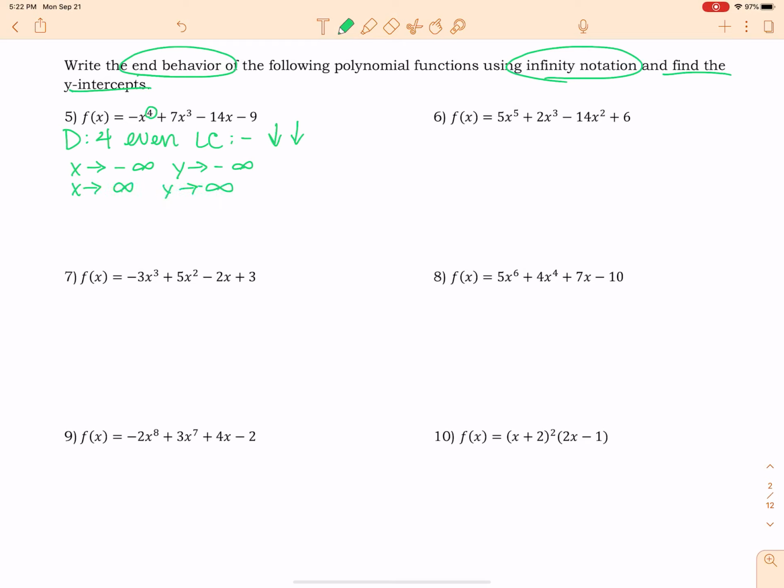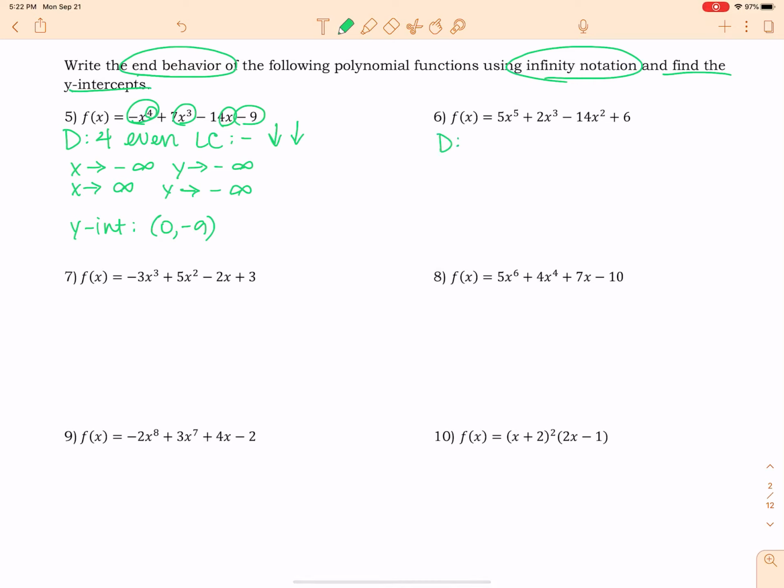And as x approaches positive infinity, y approaches negative infinity as well, since it's down, down. All right, so we're also going to find our y-intercept, and this is super duper easy. If you'll notice, the y-intercept is when x is 0. So if this is 0, this is 0, and this is 0, we are left with -9. So there's your y-intercept. It's the constant. Okay, moving on to the next one.